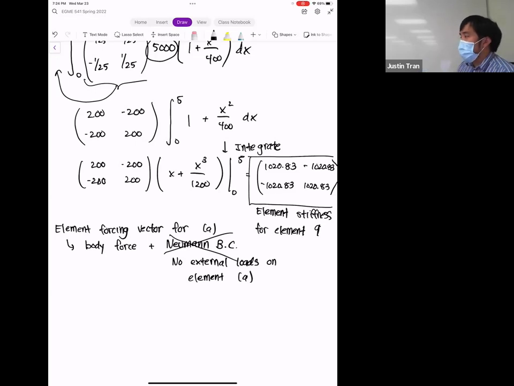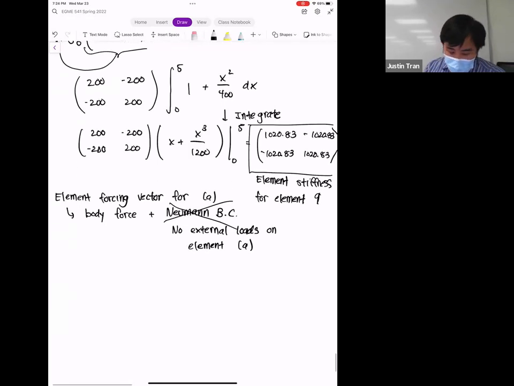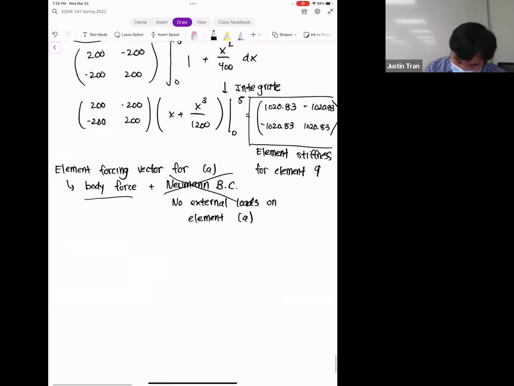We'll deal with the Neumann load on the next element, but for this one, we don't have to worry about that. The only contribution to the element forcing vector is going to be from the body force term. All right, so let's compute F1.